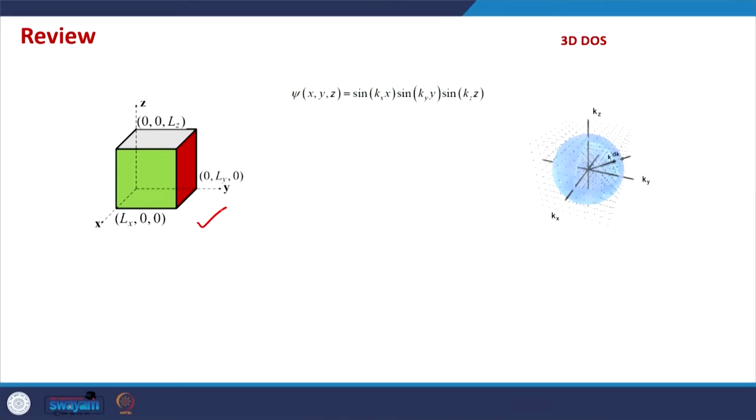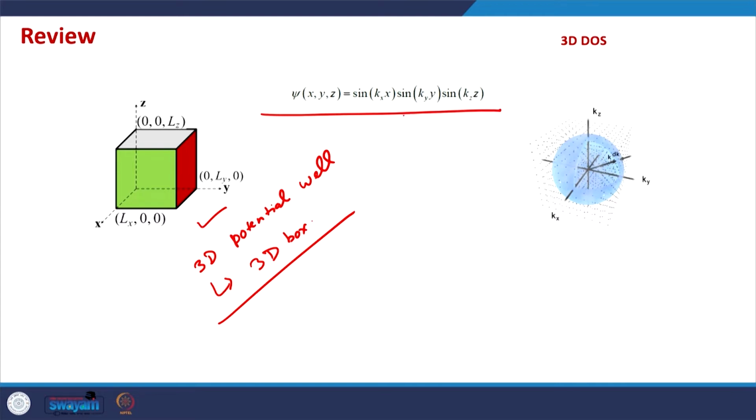So, this is what we saw in the previous class. We saw that a 3D material can be approximated by a 3D potential well, which means it becomes a 3D particle in a 3D box situation. By using the notion of effective mass, if the E-k relationship is parabolic, the electronic wave functions are given as a direct generalization of the 1D potential box electronic wave function.